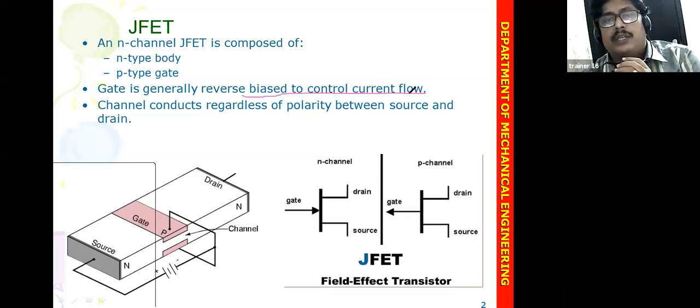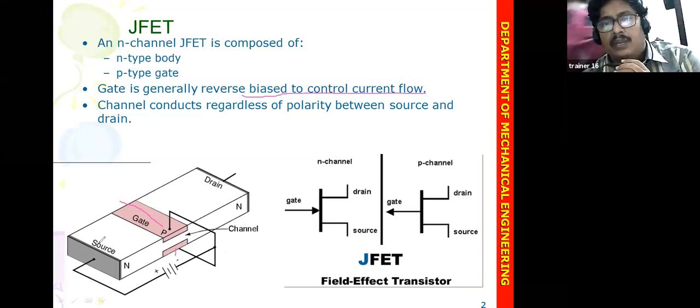In the MOSFET, three terminals are there, right? So what are the three terminals? A gate, a source, and a drain. Similarly, the JFET also has them. So here this is the gate, and this is the source, and this is the drain.